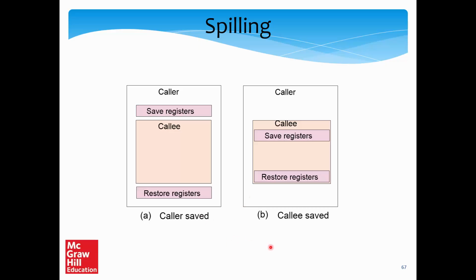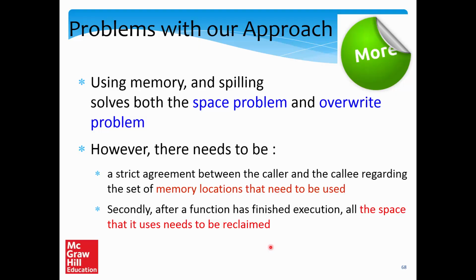So there are two schemes. They have their pluses and minuses. We will discuss a little bit of that, and most of this is actually there in the exercises at the back of the chapter. But students should think about when the caller saved scheme makes sense and when the callee saved scheme makes sense. So what are we doing? Our solutions are like this, that we are essentially using memory and spilling, which also uses memory, to solve both the space problem as well as the overwrite problem.